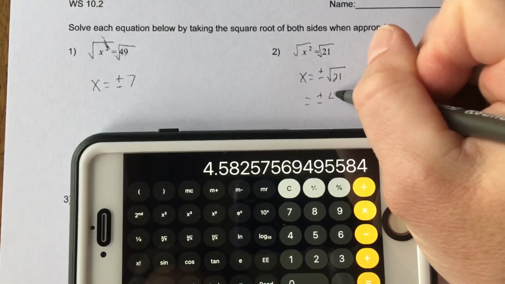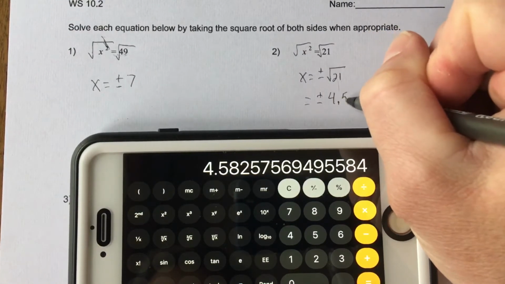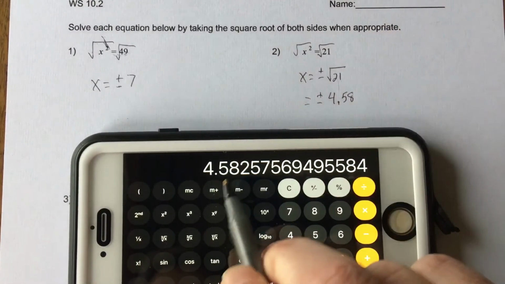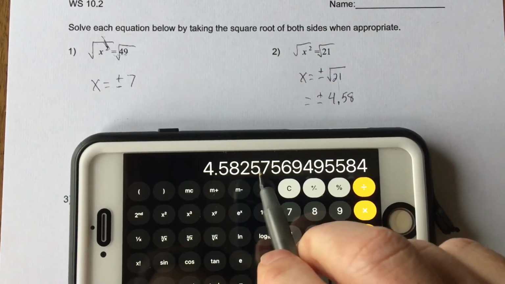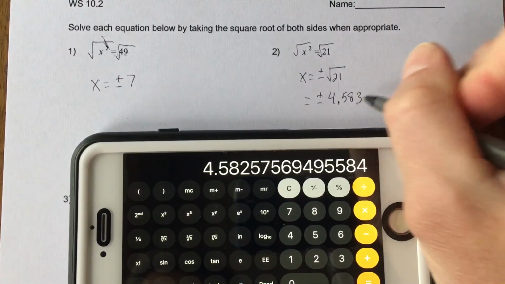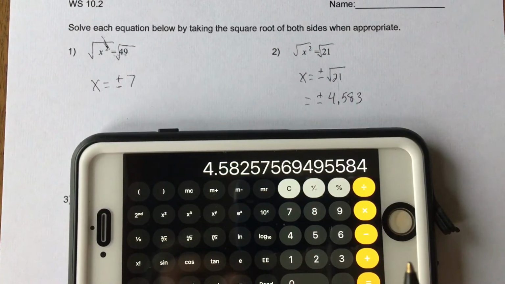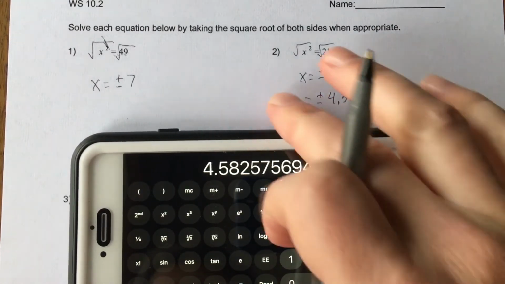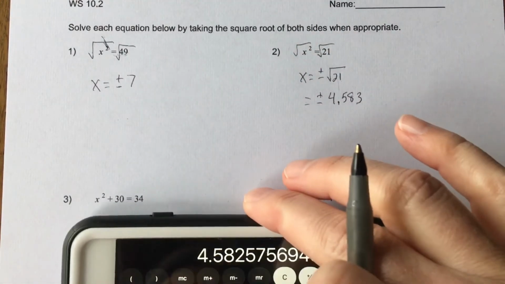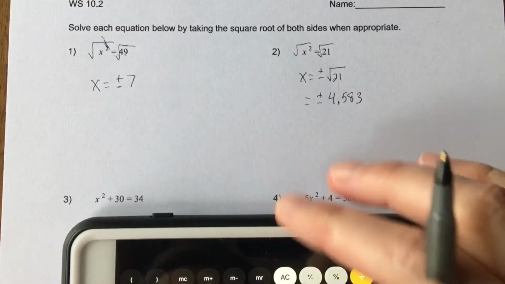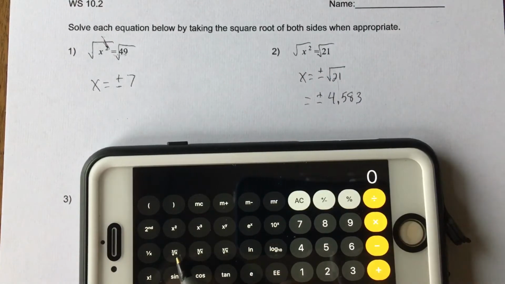So we'll just give a couple decimal places. Let's go maybe 3 decimal places. 5, 8, 2, we'll round that up to a 3 because of the 5 that's behind it. So you can use your calculator to do those ones that don't work out so nicely. Even if you're not 100% sure, use the calculator. Again, it's just this square root function right here with the little 2 on it.